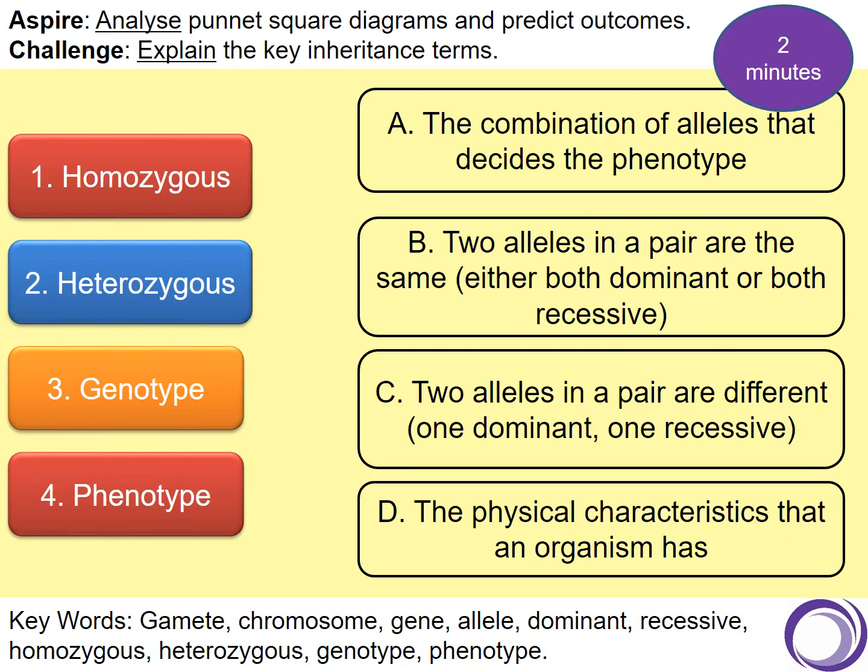Okay, four more words then. Homozygous, heterozygous, genotype and phenotype. Homozygous and heterozygous you've met before. Genotype and phenotype you probably haven't, but just match the numbers to the letters. Try and come up with the correct definitions for these four words. I'm just going to give you 2 minutes because there's a few less words than there was on the last slide. Starting now, off you go.